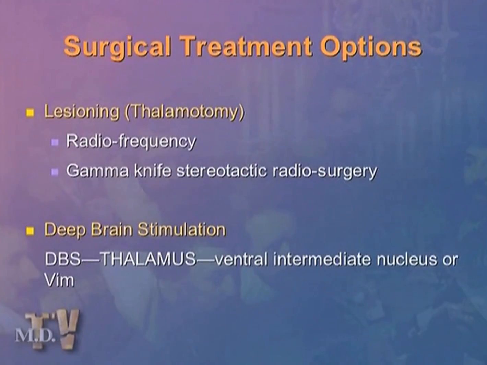They really are of 2 types. Number 1 is some kind of lesion that occurs in the thalamus. We're directing all our surgical attention to the thalamus. The lesioning can be done in really 2 ways: a radiofrequency type of lesioning or a gamma knife stereotactic radiosurgery.